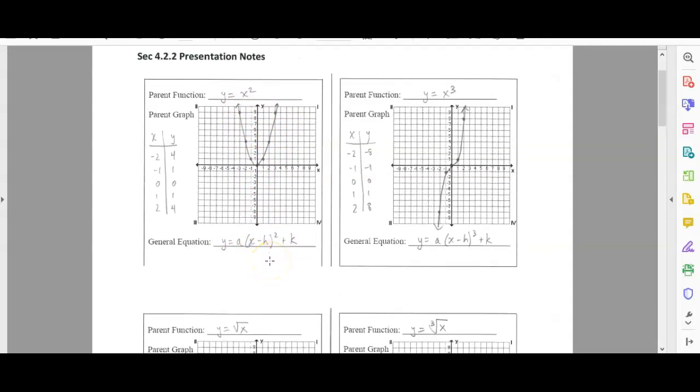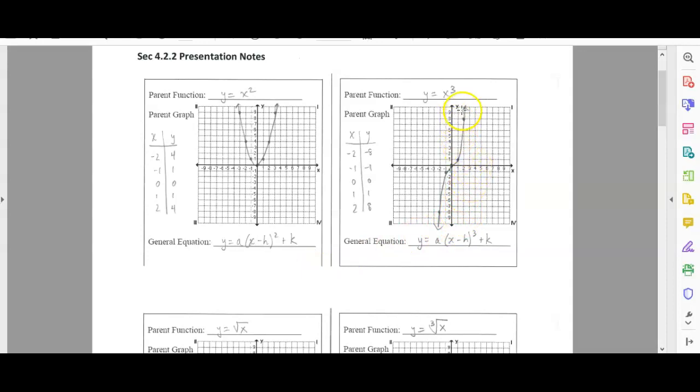Now, the reason I start with this one is because the structure for all of our functions is going to be very similar, where we have a stretch factor in front, we have an h value tied up with the x as a horizontal adjustment, and we have a k value that is at the end of the function as a vertical adjustment. So the same thing is going to occur when we look at y equals x cubed.